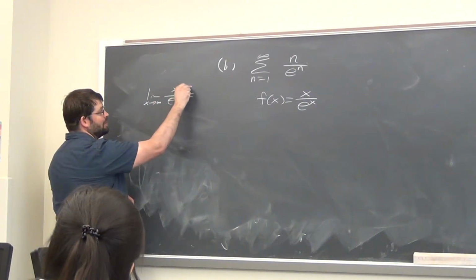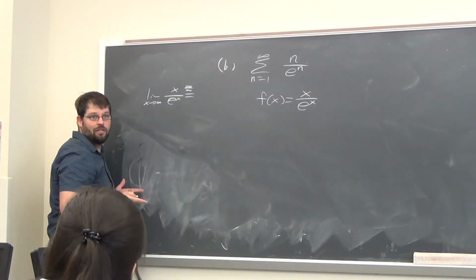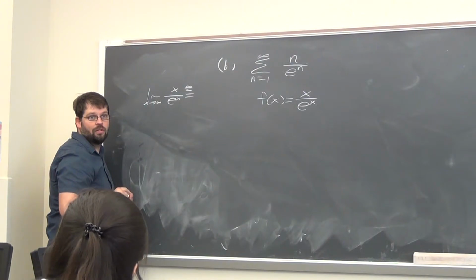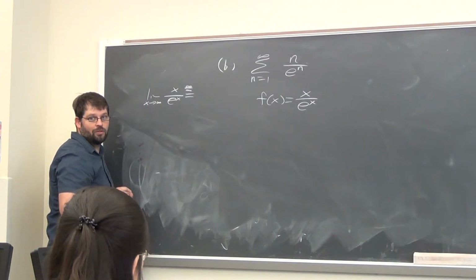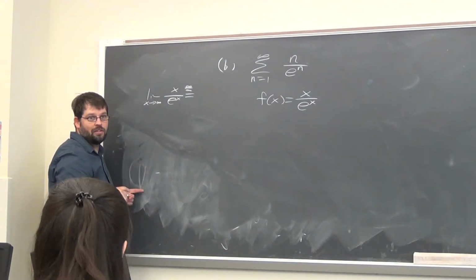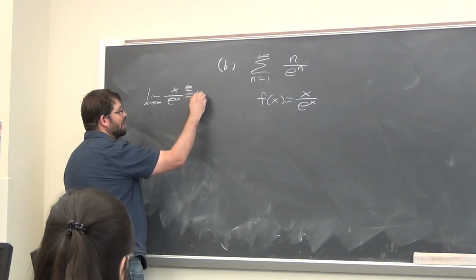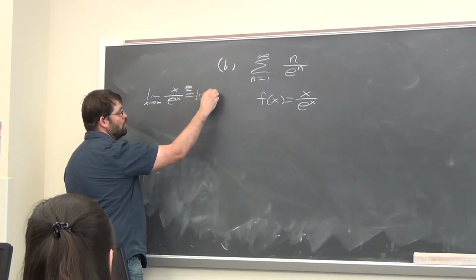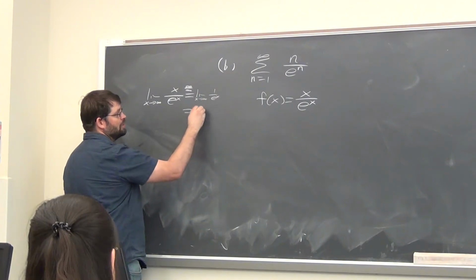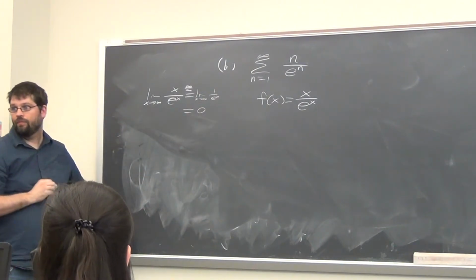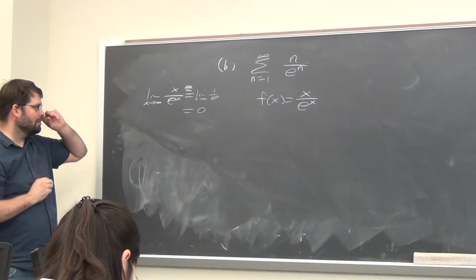Because what is this? This is infinity over infinity, right? So you could use L'Hopital's rule. That makes sense? And so if you do L'Hopital's rule, what do you get? 1 over e to the x, which is 0. Okay? So you should kind of see that.